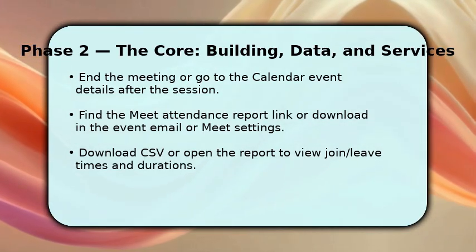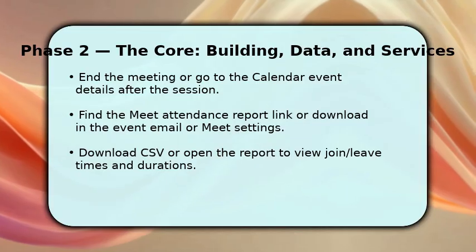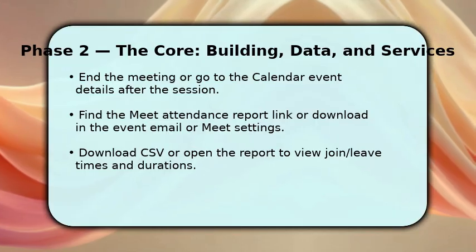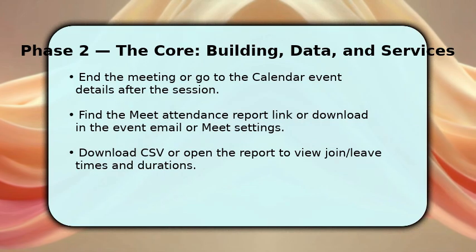Make sure you save the file with a clear name and check timestamps. Google uses your account time zone. If you need aggregated attendance, import the CSV into Sheets and use simple formulas to calculate total duration per participant.